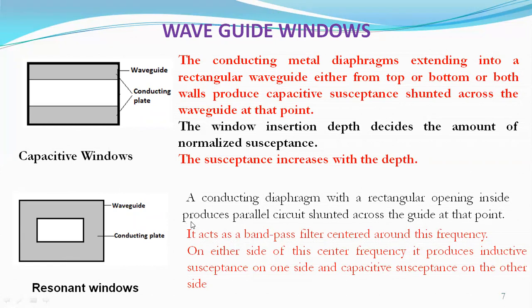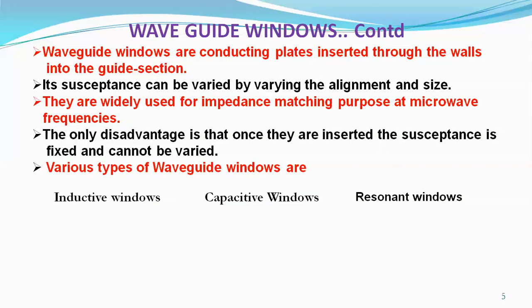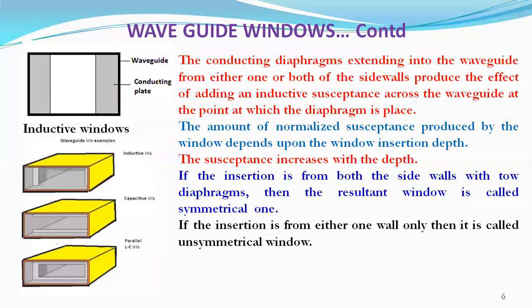So these are the waveguide windows: inductive window, capacitive window, and resonant window. For the inductive window, we fix metallic plates on the inside wall of the waveguide parallel to the electric field lines. If they are perpendicular to the electric field lines, as in this diagram, this is the capacitive window. If you insert on both sides, that is called the parallel resonant window.